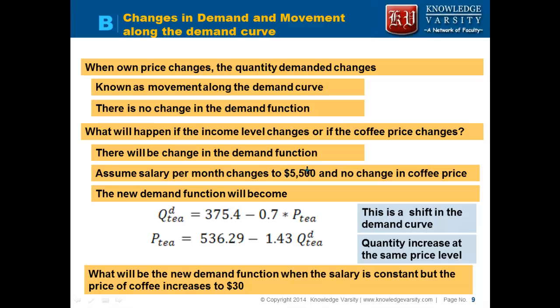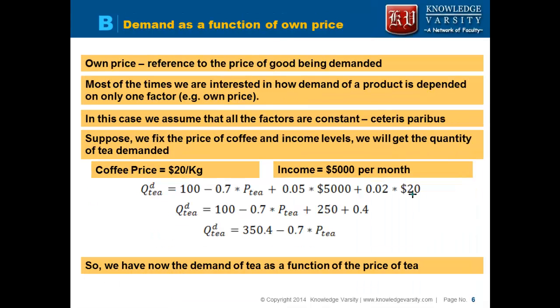As an example, suppose the salary, instead of $5,000, becomes $5,500. Assuming there is no change in the price, what will happen to the demand function? The demand function will now become what? Remember, this was your quantity demanded. Instead of this 5,000, it becomes 5,500. So your quantity demanded will become 5,500 into 0.05. Now you are adding, so it will become 275.